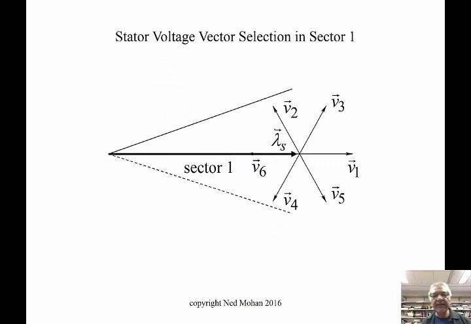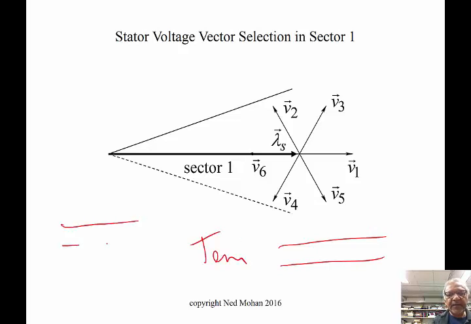The bottom line is that we would like to maintain the torque in a band here. Let's say this is torque, electromagnetic torque. Similarly, we would like to maintain this lambda sub s amplitude within a band over here.